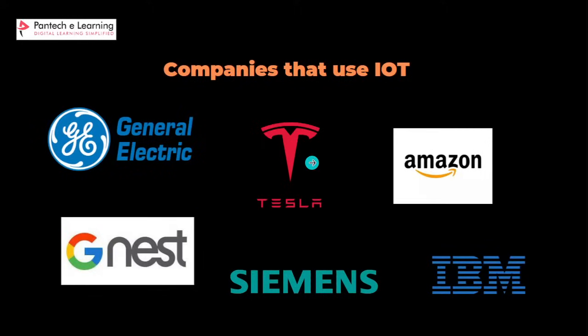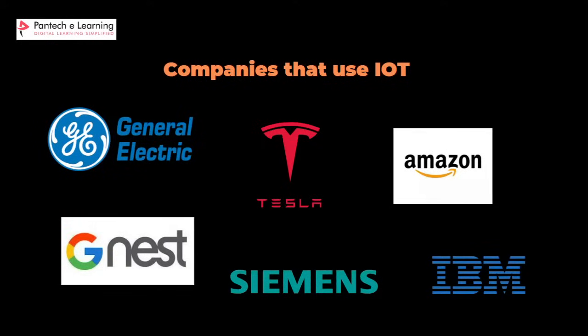And you can take Tesla. Tesla uses IoT technology in its electric vehicles for what? To collect data on performance and driving habits, which is used to improve vehicle design and software. And coming to IBM. IBM uses IoT technology to develop solutions for smart cities, like healthcare and supply chain management, among other areas.